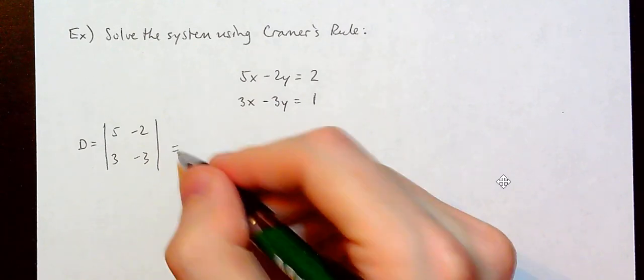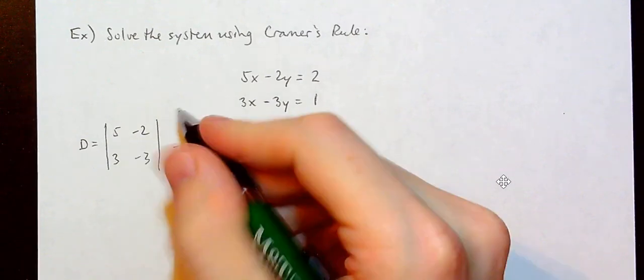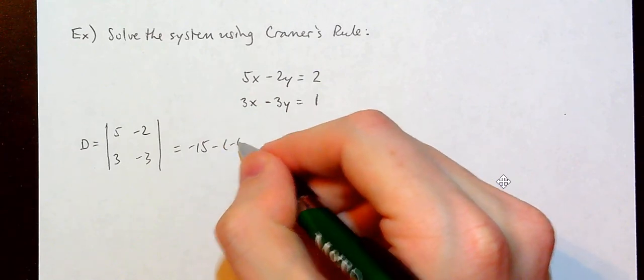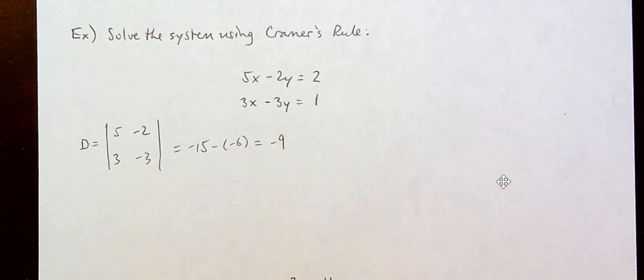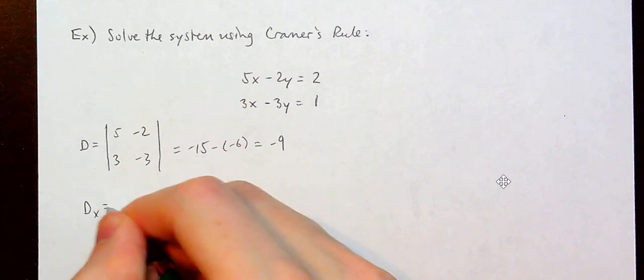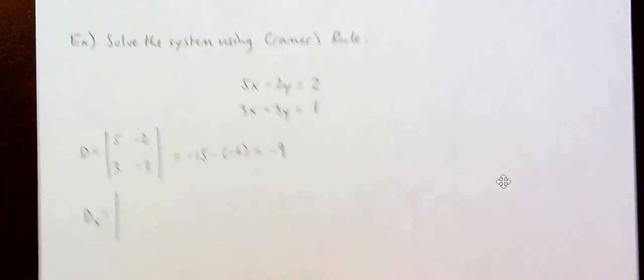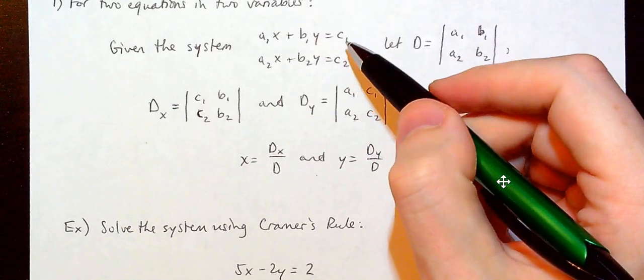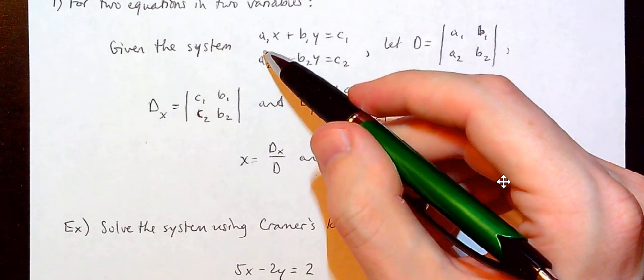It's pretty straightforward to calculate this determinant. 5 times negative 3, negative 15, minus 3 times negative 2, negative 6, and that gives me negative 9. So good. D is not equal to 0, so we know that we will get something for x and y here. Let's get D sub x now. It's the 2 by 2 matrix. Again, for D sub x, I take those numbers that these things are equal to, and that replaces my a's.